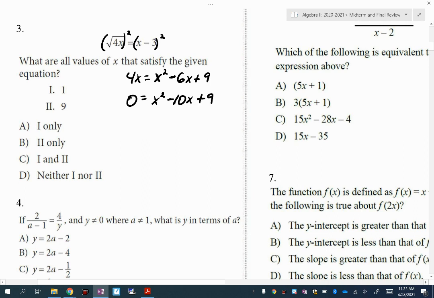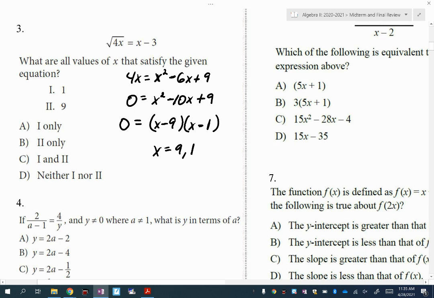All right, we're going to factor this quadratic trinomial. So I'm thinking factors of 9 that add to negative 10. So that's going to be negative 9 and negative 1. So my answers are 9 and 1. Now again, before you pick your answer choice here, you have to plug into the original. So I'll go ahead and erase. Plug into the original to see if these both work.